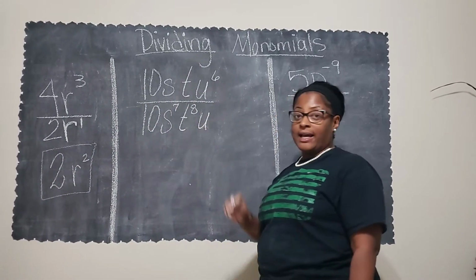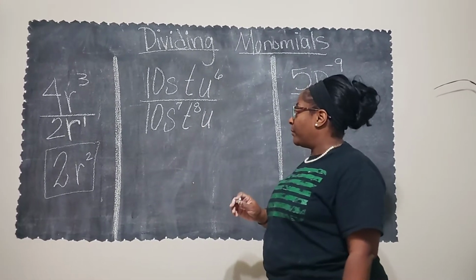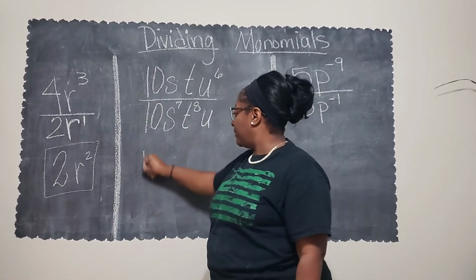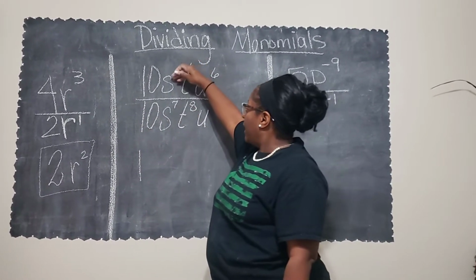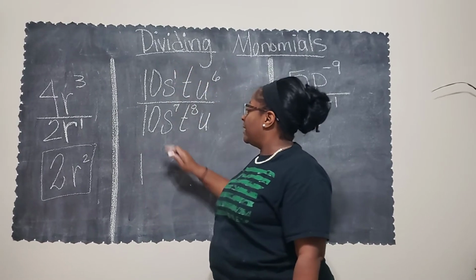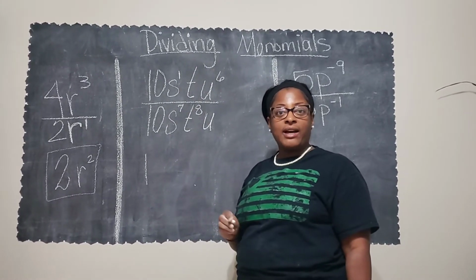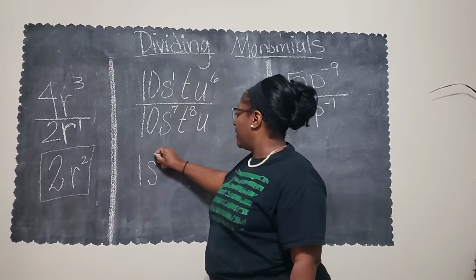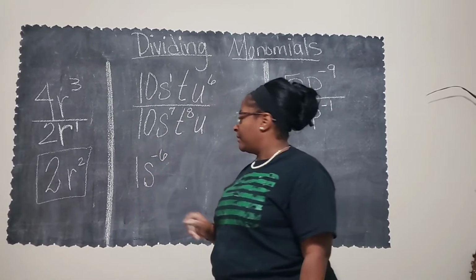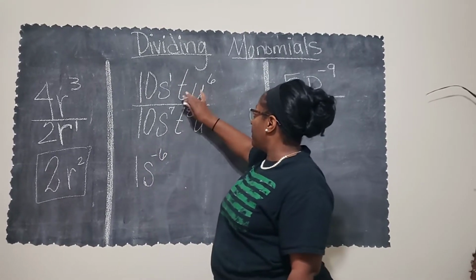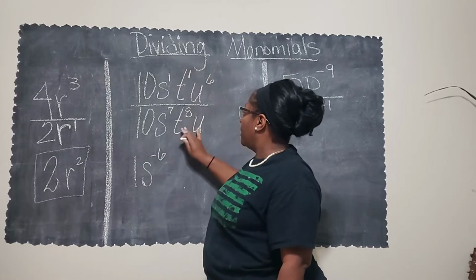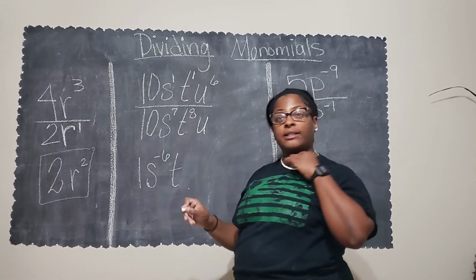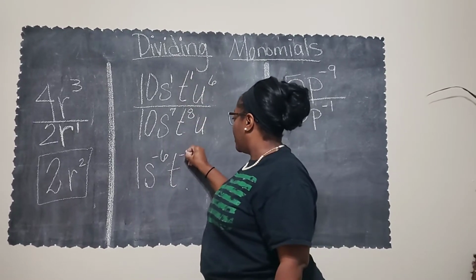The same rule applies here with dividing these monomials. So 10 divided by 10 is 1. S to the first power divided by s to the 7th power. If I keep my s, and subtract 1 minus 7, I get a negative 6. My next set of like terms, t to the first power divided by t to the 8th. I keep my t, and I subtract 1 minus 8, which is negative 7.